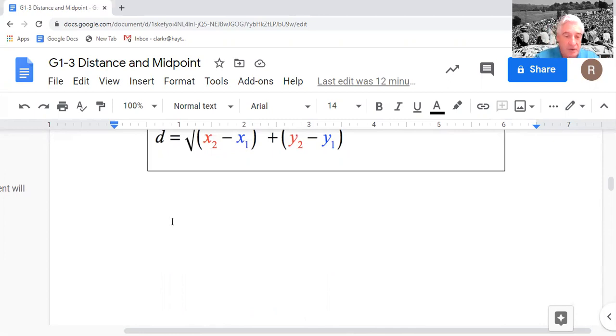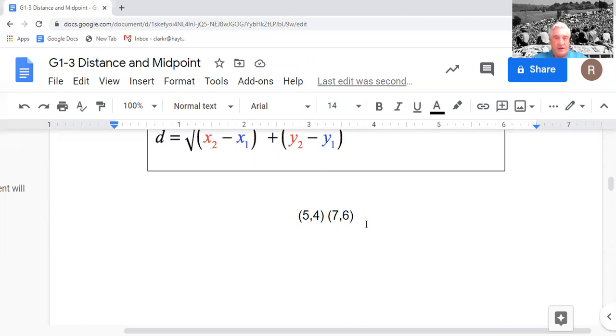Let's get a couple points. Let's get 5, 4, and let's get 7, 6, and we'll start out really easy. The x coordinates are the first ones. X is first, y is second.